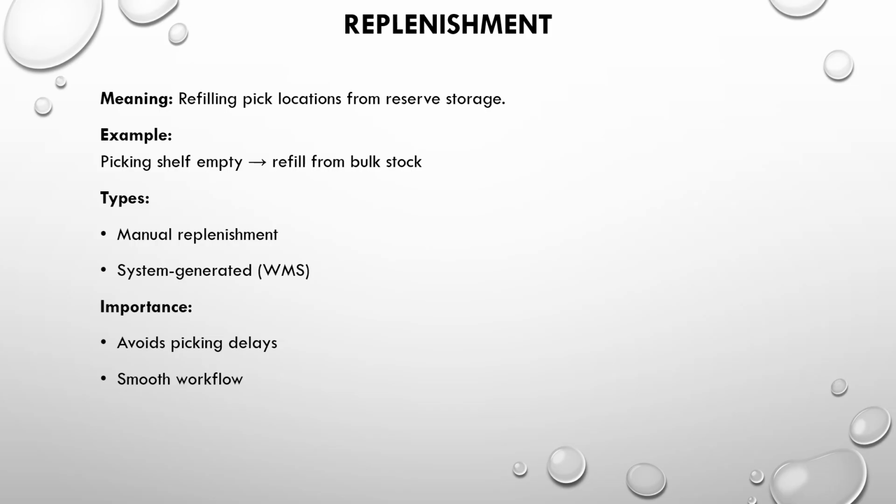What are the types of replenishment? There are two main types of replenishment. The first is manual replenishment, where staff manually check stock levels and refill the shelves. The second is system generated replenishment, which is done using a WMS, warehouse management system. This system automatically creates a replenishment task when stock is low.